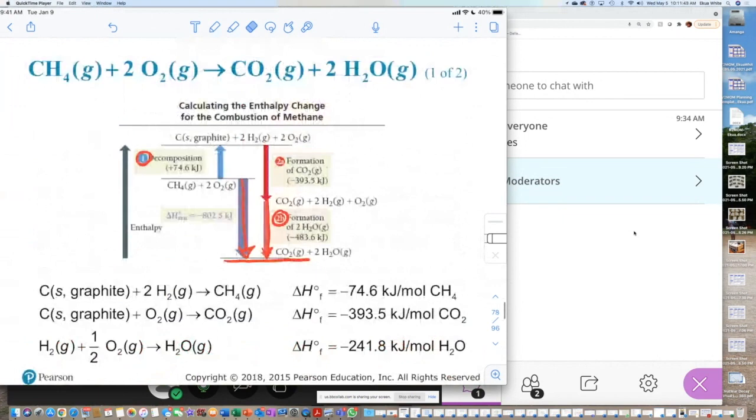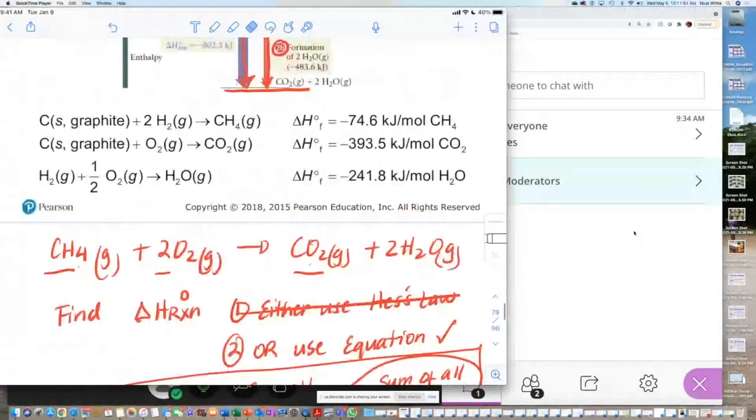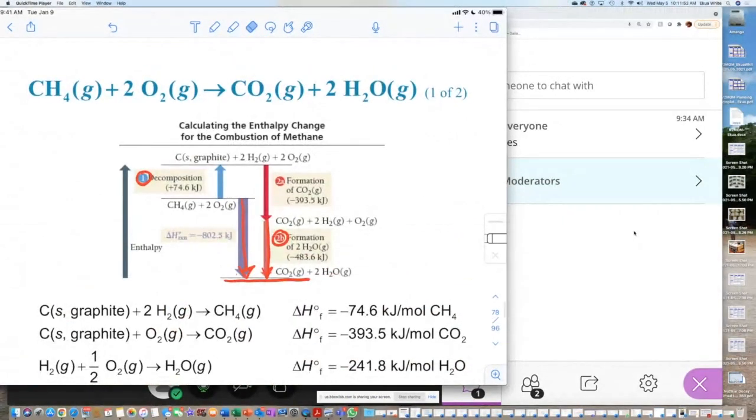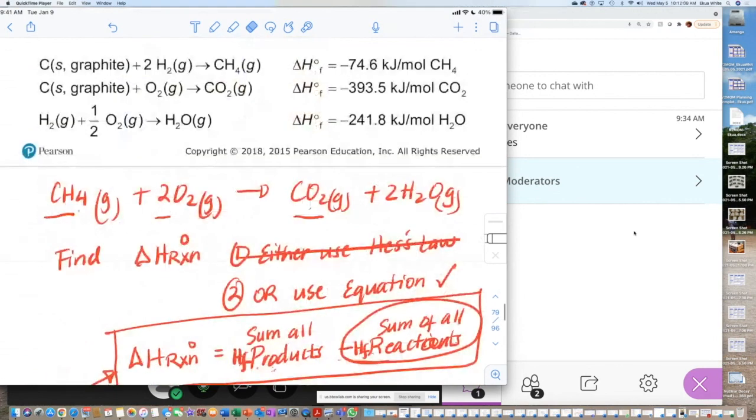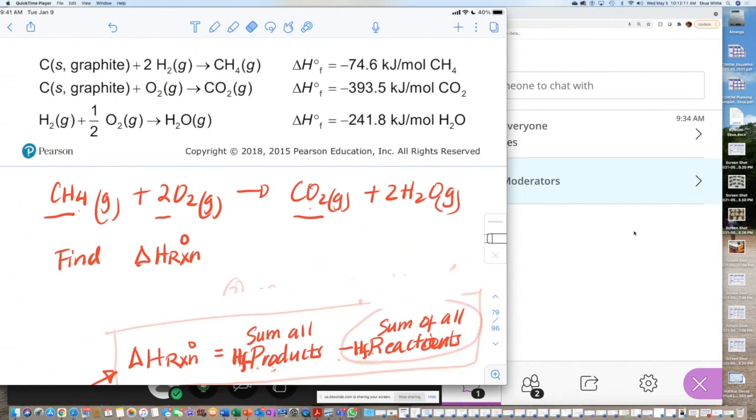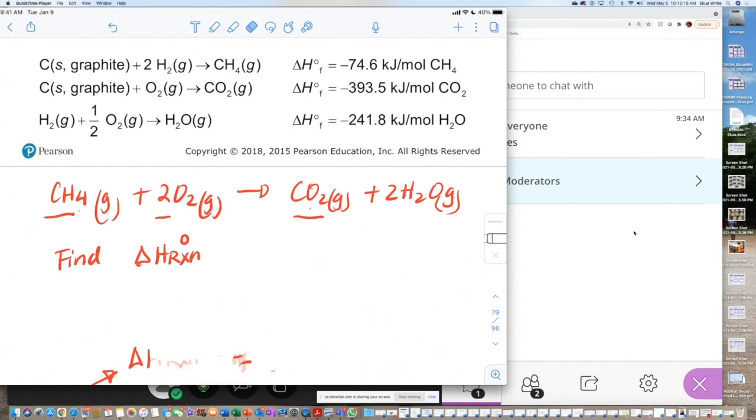So what they're doing here in this question, based on what I have written here, is showing you that if you're trying to find the delta H of formation, you can either use Hess's law or you can use the equation we just learned. We learned Hess's law before, so I'm going to skip over using Hess's law, and I'm going to just show you how to use the equation. And like I just said, we're going to add up all the reactants, add up all the products, take the product minus reactant, and that will help us find out delta H of the reaction.